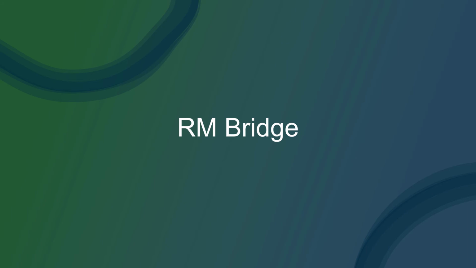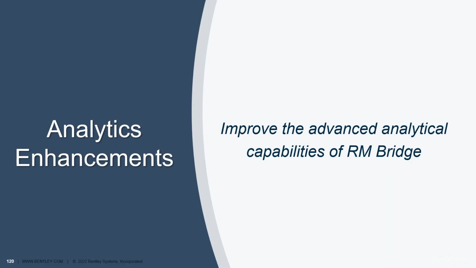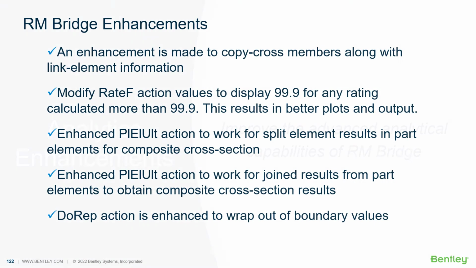We're continuing supporting OpenBridge on the analytical improvements. These are driven mostly by user requests. So some advanced analytical capabilities that they request on how to perform certain actions into the software. So enhancement in modeling too, how to copy cross members with link element information, right? So action values for the rate factors, ultimate loads, they're part of what it's called NRM actions, or certain very specific calculations done as an action element.